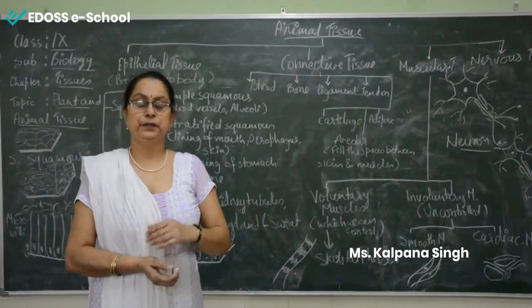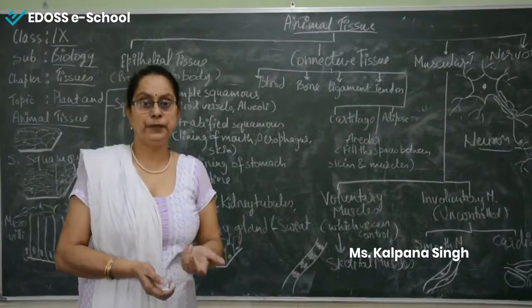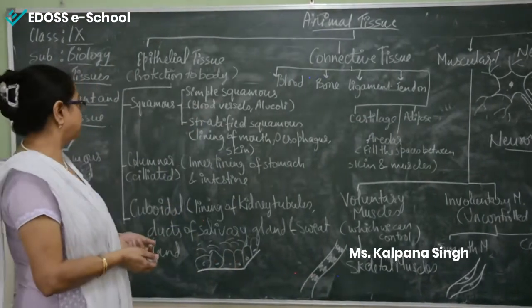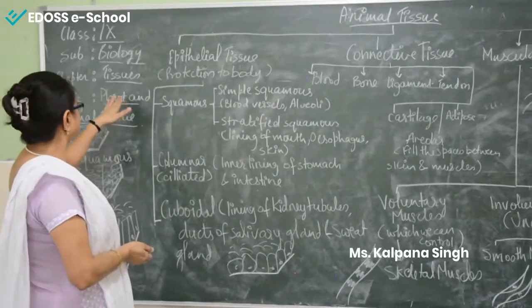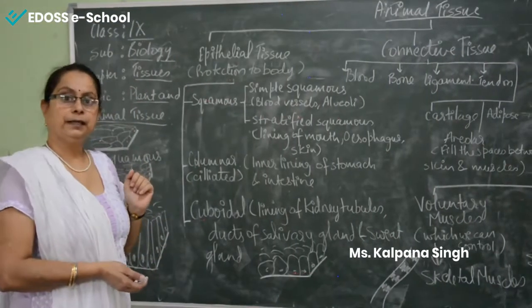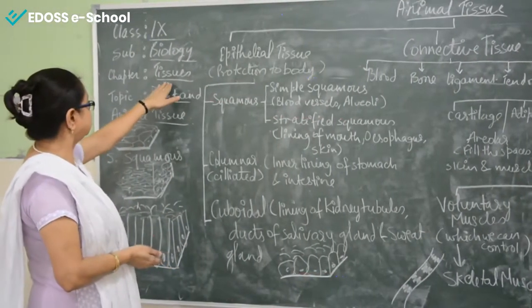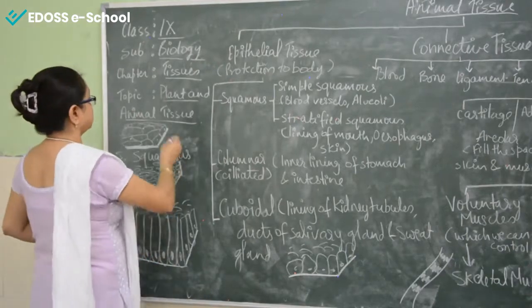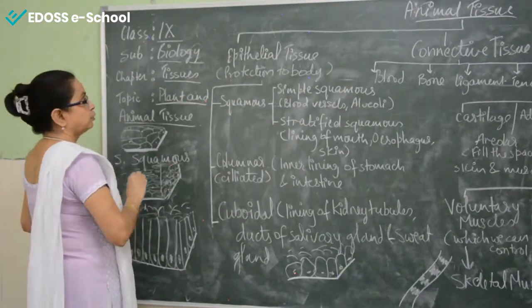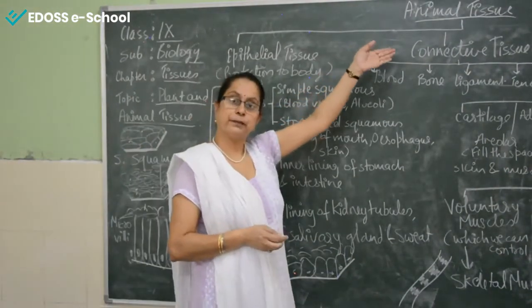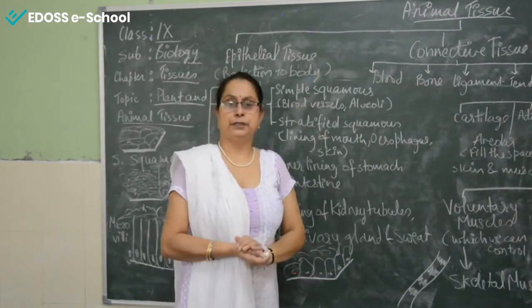As you know, in the previous class or in the previous video, we have taken the topic tissue, that is the second chapter of class 9, and in that chapter, tissue, I was explaining the plant tissue. Today I'll explain the second section of that chapter, that is the animal tissue.